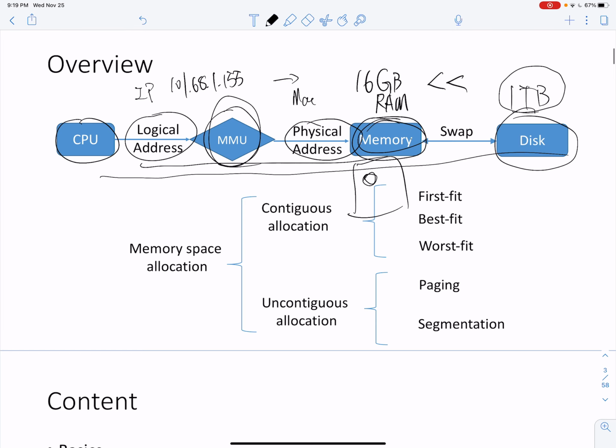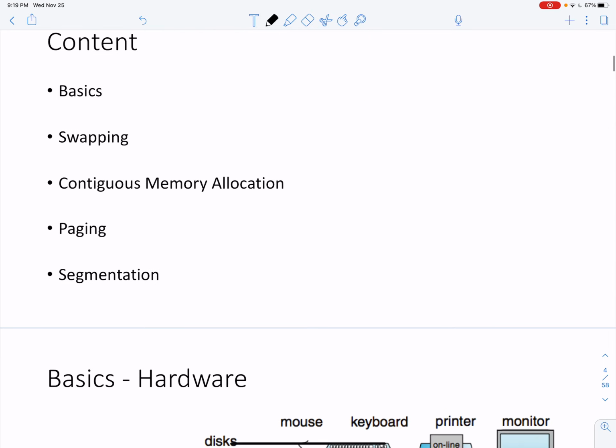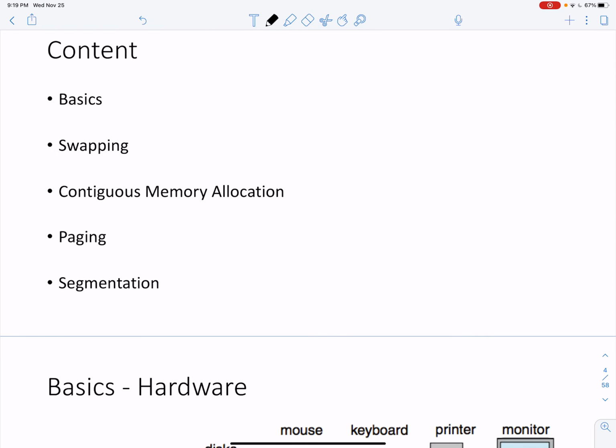So this is the main line of our content today. And besides that, we're going to learn how to allocate memory spaces. There is a way called contiguous allocation and then non-contiguous allocation. That is going to be the last part of our lecture today. This is our content. First, we're going to talk about some basic knowledge, for example, hardware. Then after that, we're going to talk about what is swapping and why it is necessary. And then we have contiguous memory allocation, paging and segmentation.